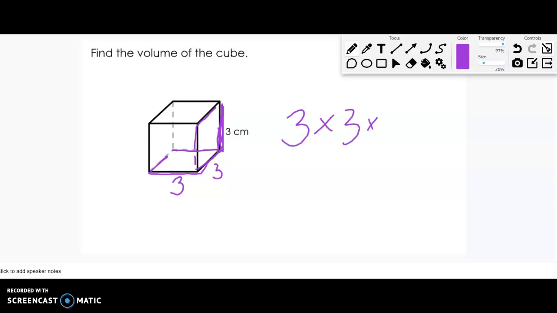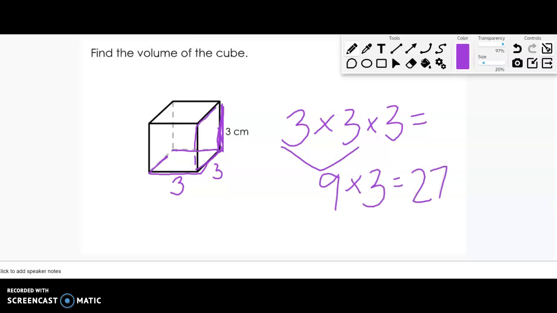So 3 times 3 times 3. Well, 3 times 3 is 9. 9 times 3 is 27. So 27 cubic centimeters is the volume of that cube. If I was going to build it, that's how many little cubes it would take me to build it. If I was going to fill it up with water, that's how much water it would take, et cetera, because that's what volume is.